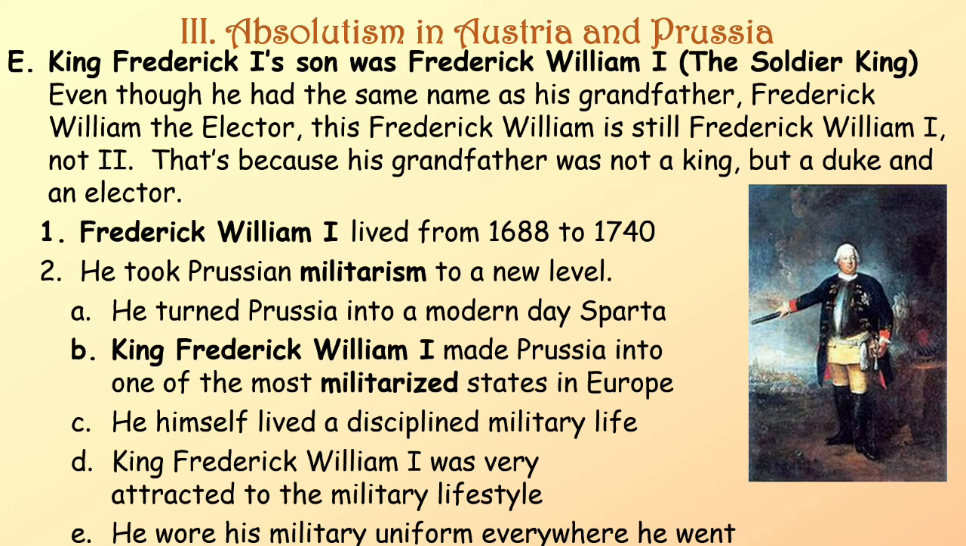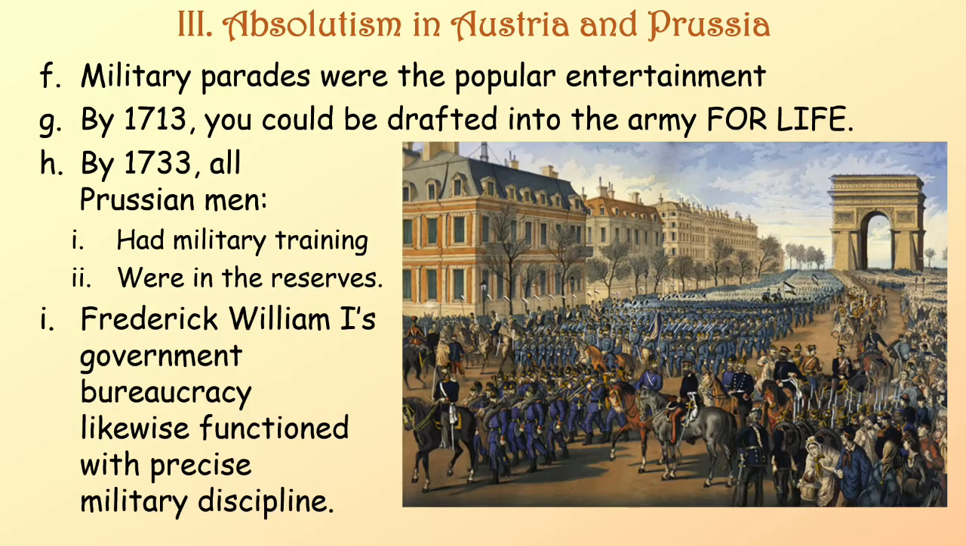He took Prussian militarism to a whole new level. He turned Prussia into a modern-day Sparta. King Frederick William I made Prussia into one of the most militarized states in all of Europe. He himself lived a disciplined military life. And King Frederick William I was very attracted to the military lifestyle. He wore his military uniform everywhere he went. Military parades were the popular entertainment.